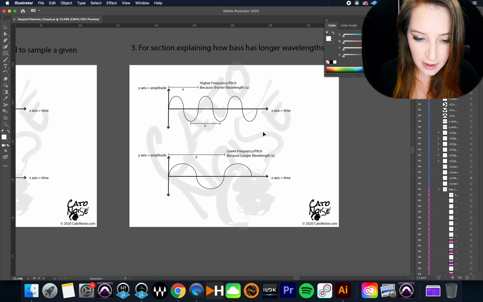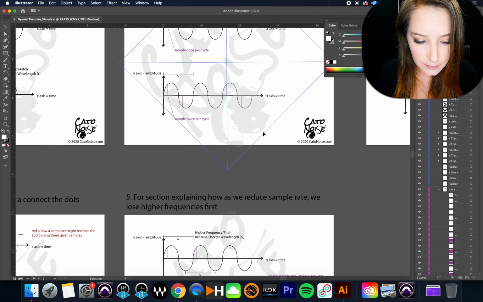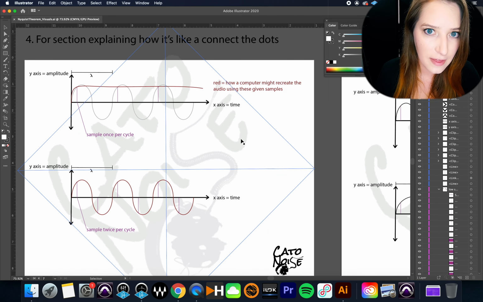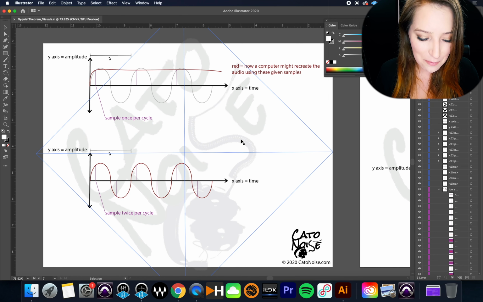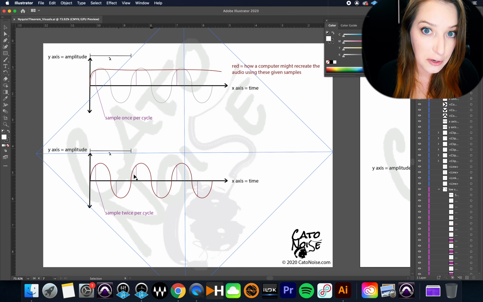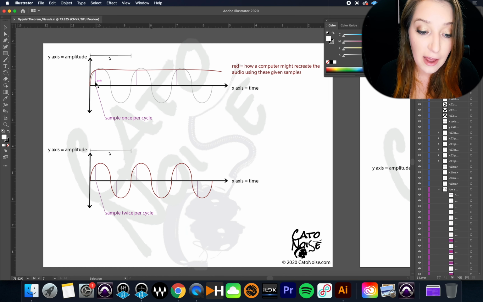So if we think of sampling audio kind of like a connect the dots, and I know it's not that simple, so please don't come at me, but you can kind of think of it like that. Then what we see is that if we have two samples per frequency cycle, then we're able to at least get a rough idea of what that wavelength is, that frequency is. Whereas if we only have one sample per cycle, when we then connect the dots here, we're not getting anything close to an accurate depiction of that frequency.